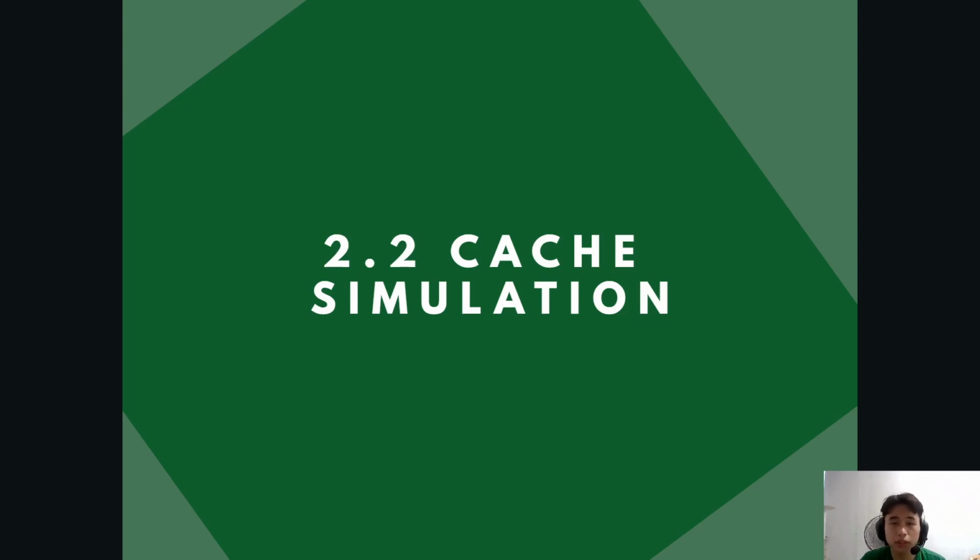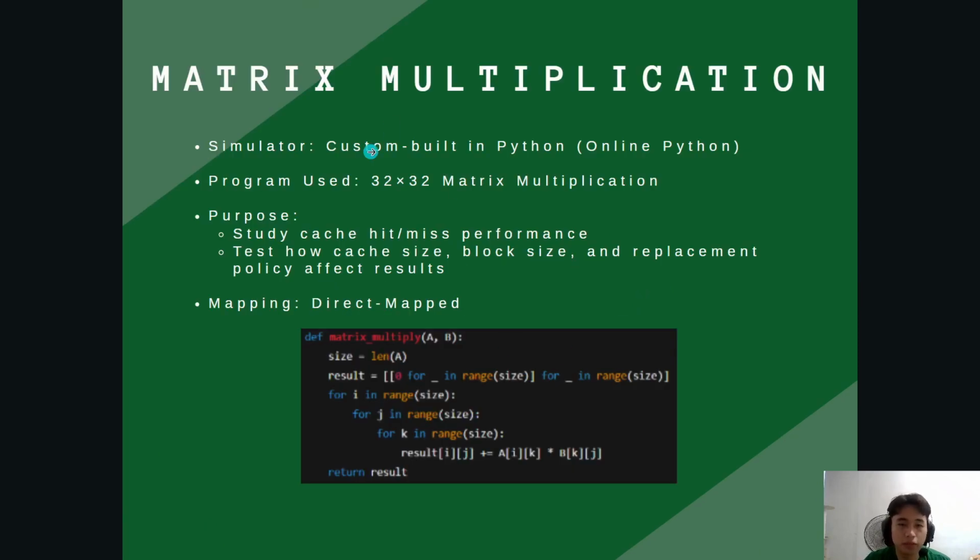Today I will present cache simulation for our computer architecture group project. For the first part, we use matrix multiplication. The simulator we use is custom built in Python or online Python. You can use it in your local Python. The program used is 32 by 32 matrix multiplication, and the purpose of this cache simulation is to study cache hit or miss performance, and test how the cache sizes, the block sizes and the replacement policies affect results. And for the mapping, we chose direct map.